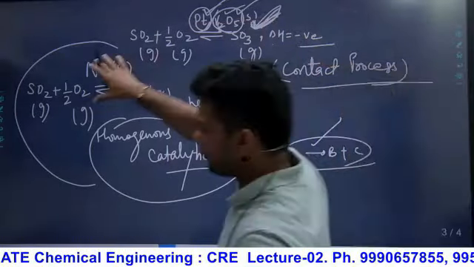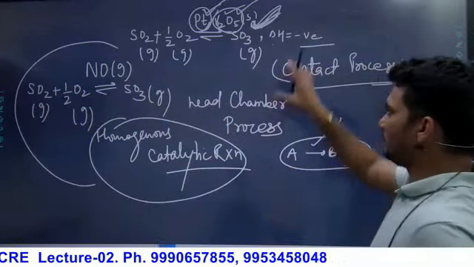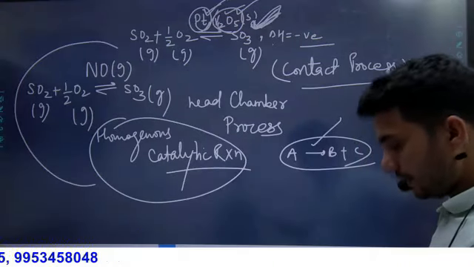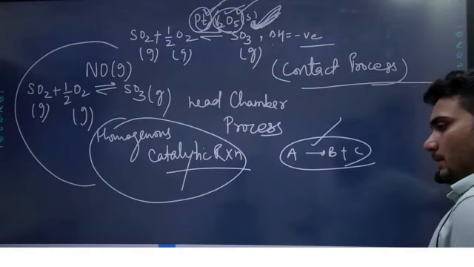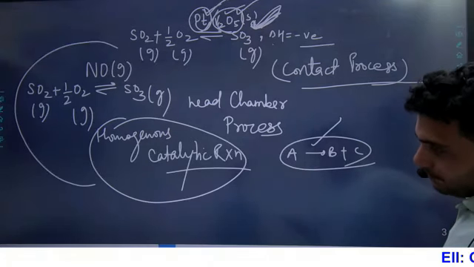Okay, that you can say is obsolete. It was used previously, but currently we are preferring the contact process. Yes, it is called the DCDA process, the double contact double absorption process.